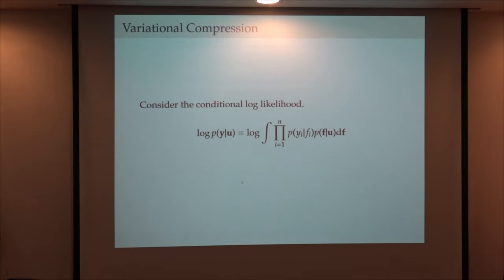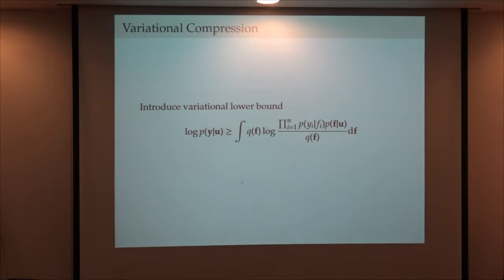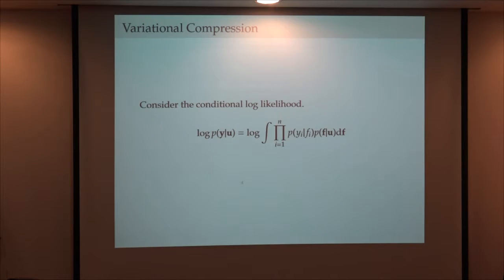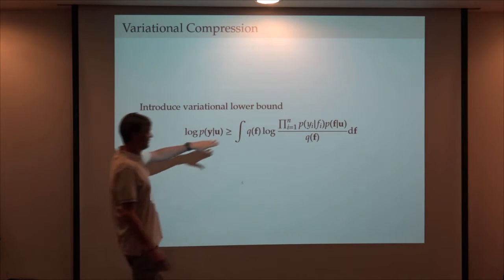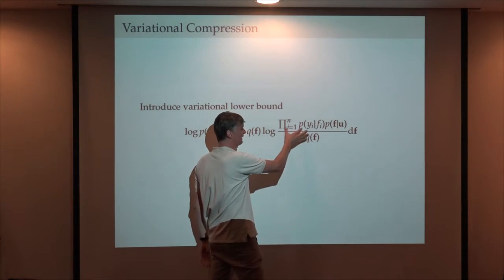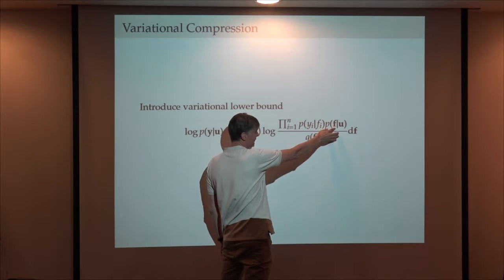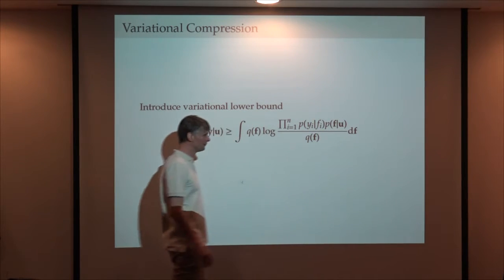So we're going to look at the log conditional, and what we're going to do is introduce a variational bound. This is just what we were playing with before, conditioning on U, but the variational lower bound is going to be over F. So we introduce Jensen's, and that gives us this form. The integral of Q of F, our variational approximation to F, over this joint distribution here, which is the P of Y given F times P of F, ignoring the conditioning on U.